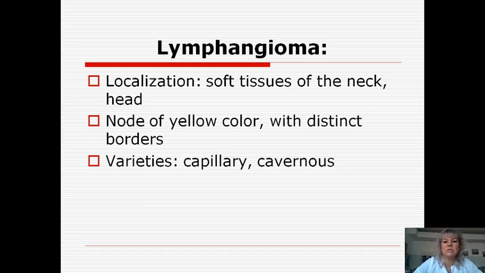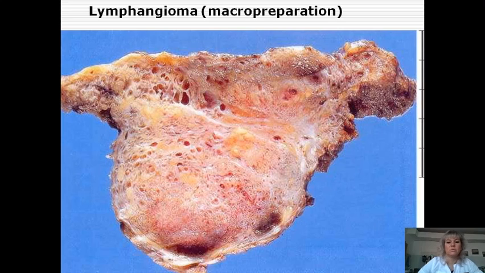Lymphangioma, localization soft tissues of the neck and head, node of yellow color with distinct borders. Variants capillary and cavernous. Look, in this photo you can see macro preparation of lymphangioma, yellow color, and many lymph vessels.